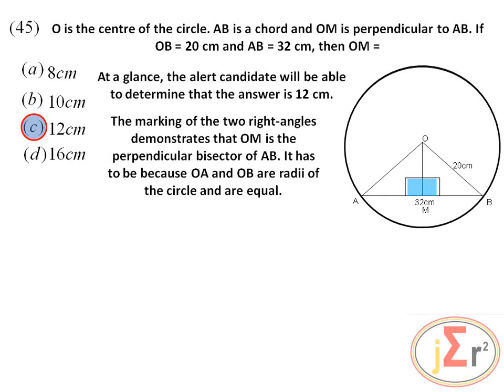So we are sure that OM is the perpendicular bisector of AB. It has to be because OA and OB are radii of the circle and are therefore equal. So we are sure that OB is equal to OA, 20 centimeters each. Therefore, if we have these marked angles here to be right angles, since this is equal to this, we are sure that this line will divide AB into equal parts.